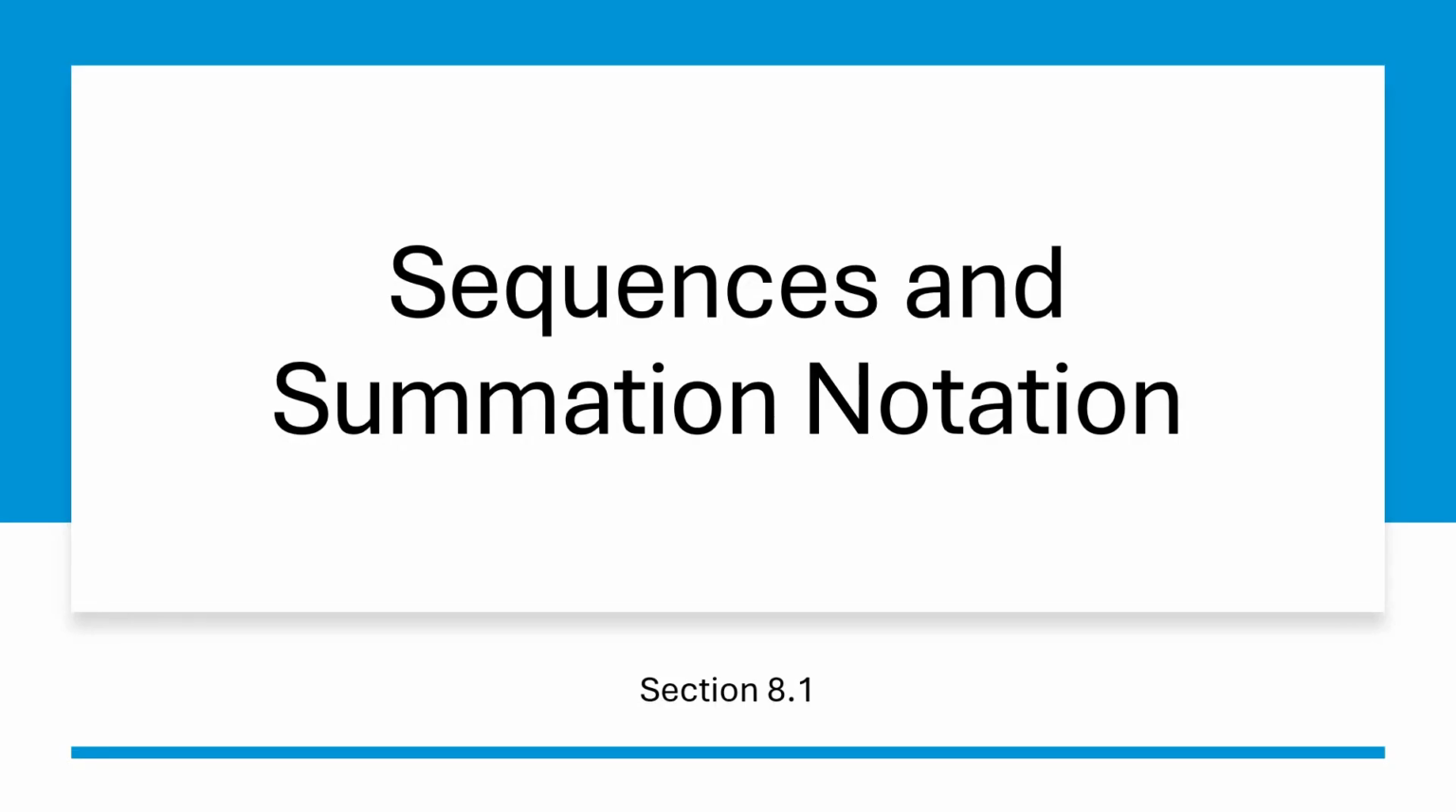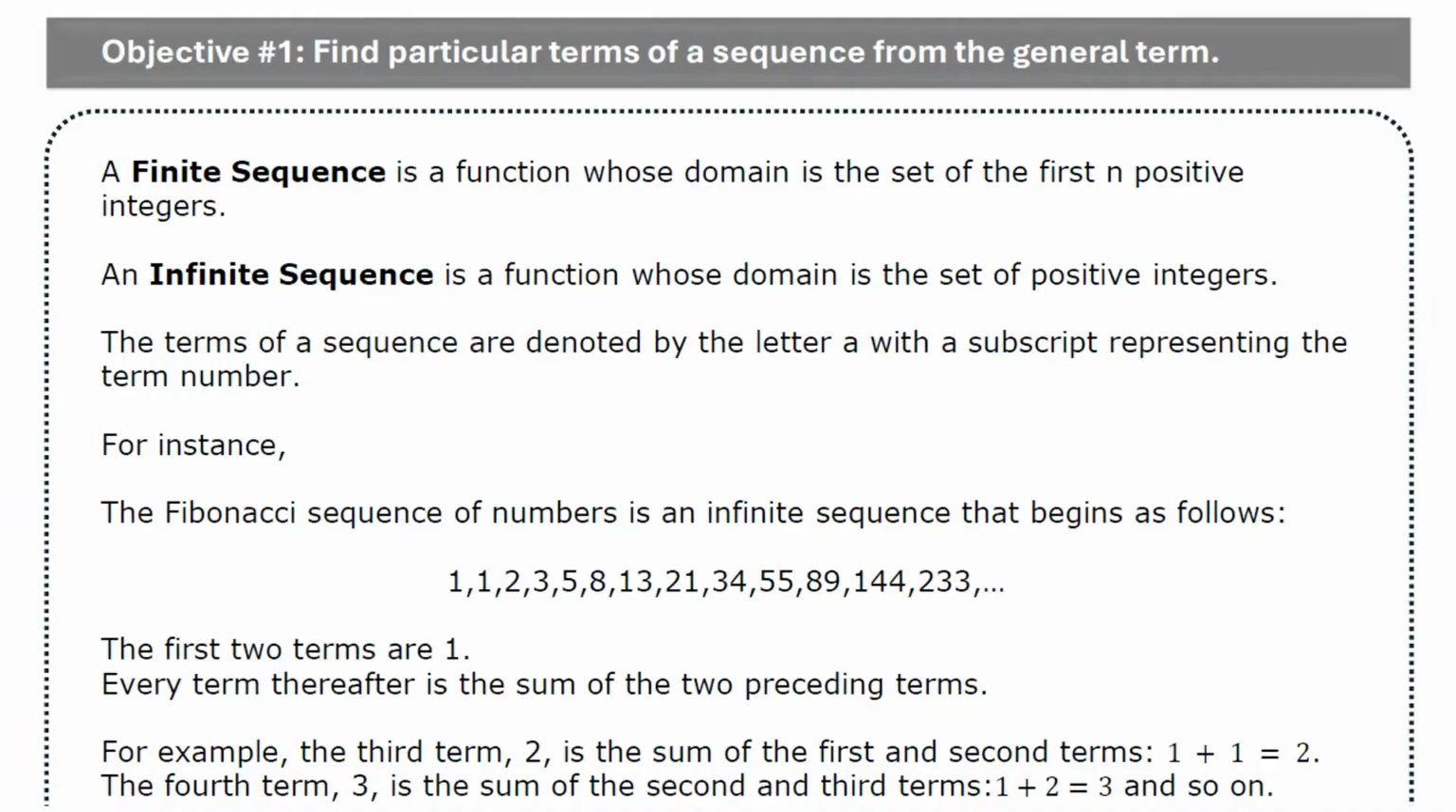Welcome to section 8.1, Sequences and Summation Notation. Objective number 1. Find particular terms of a sequence from the general term. A finite sequence is a function whose domain is the set of the first n positive integers. An infinite sequence is a function whose domain is the set of positive integers.